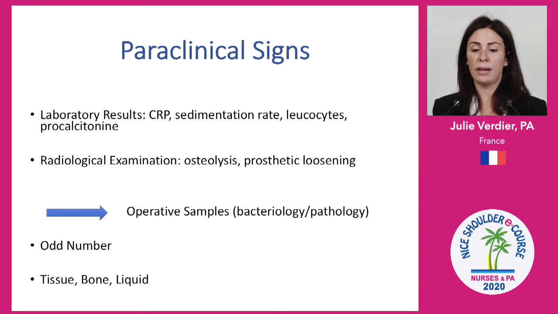If there is a suspected infection, these are useful lab tests and radiological signs. However, intraoperative samples are more reliable. You should try to take at least 5 samples of tissue, bone, and liquid in order to identify the germ.